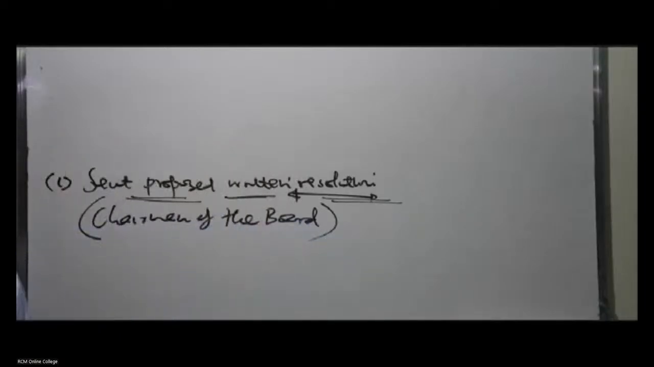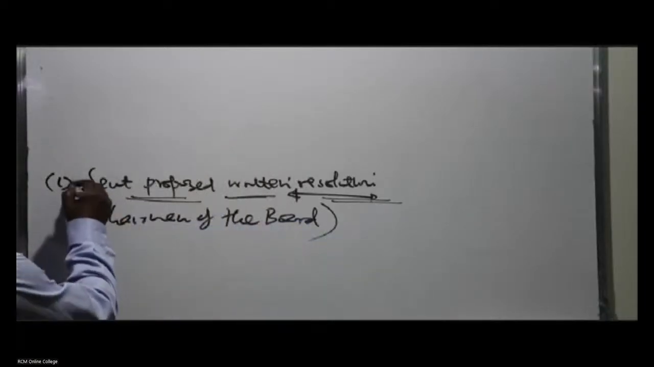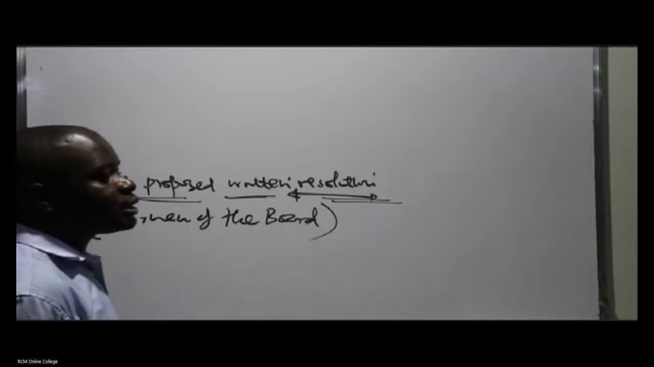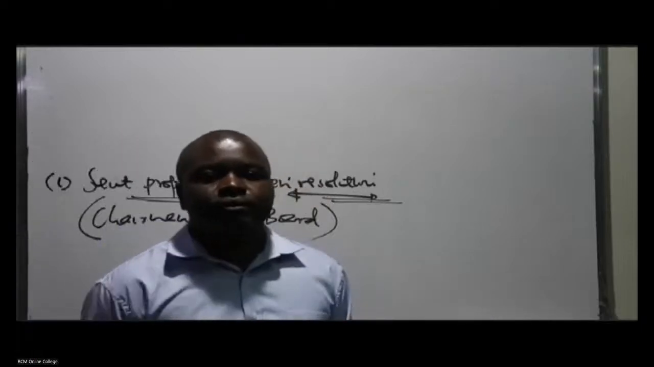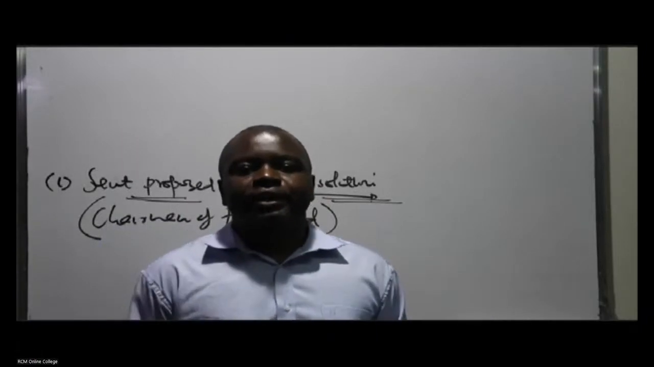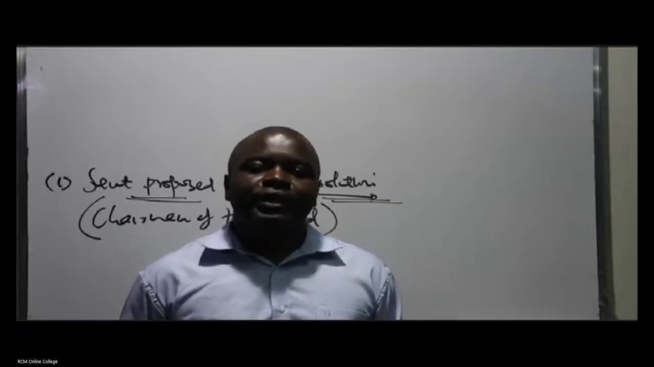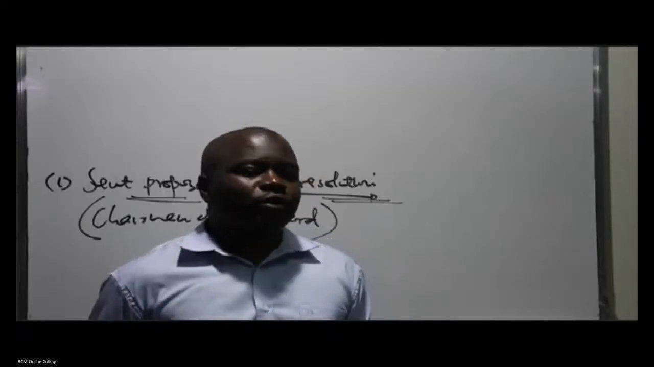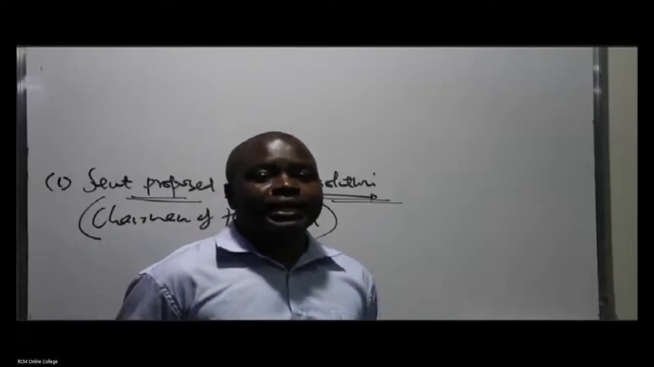So if this is just the same as this other point here. An AGM is a special kind of meeting that is normally held once each and every year. It is normally held within 6 months after the end of what? After the end of the financial year.